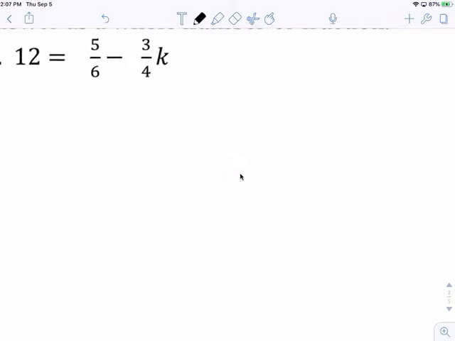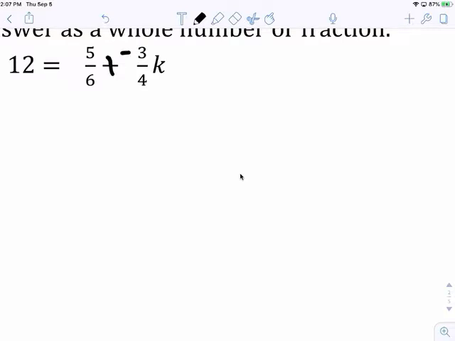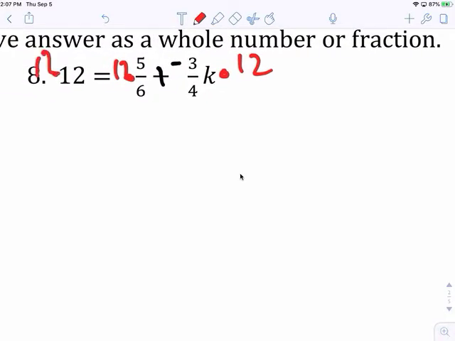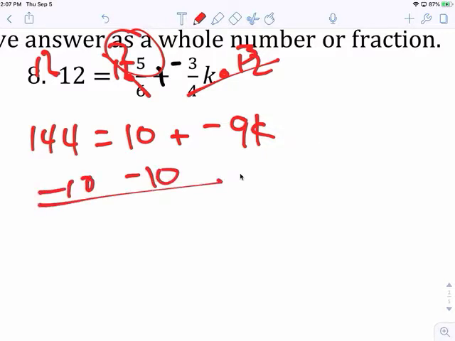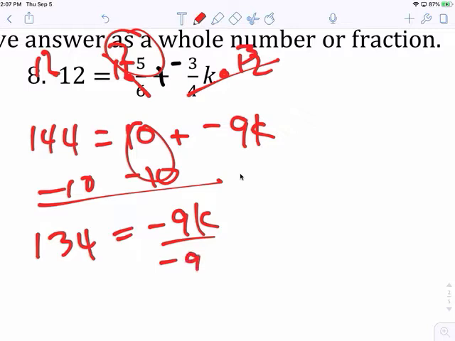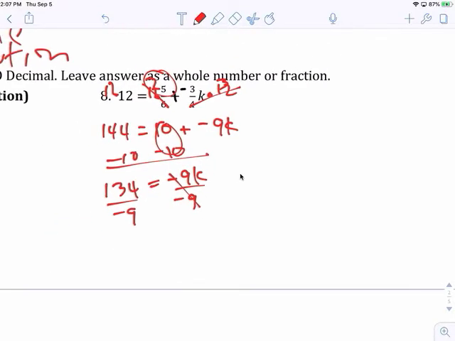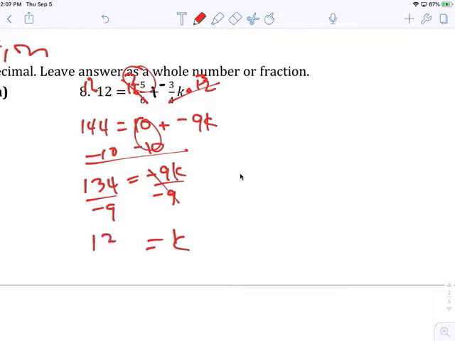Number 8, same thing. Additive inverse first, of course. Multiply all of it by 12 because the least common denominator is 12. That's 144 equals cross cancel 2 times 5 is 10 plus cross cancel 3. 3 times negative 3 is negative 9k. Subtract 10. 134 equals negative 9k. Divide by negative 9. k equals 134.